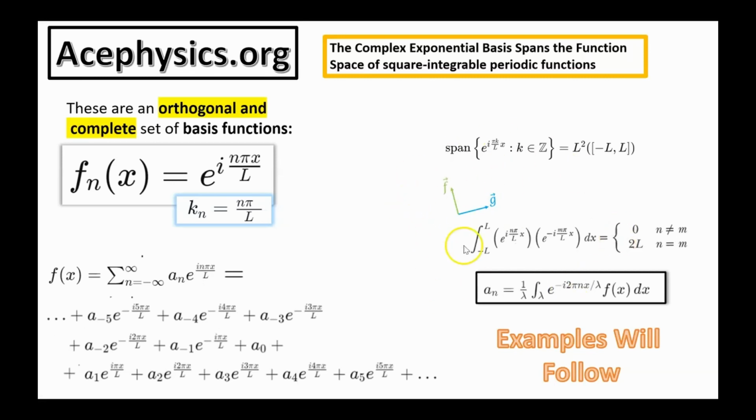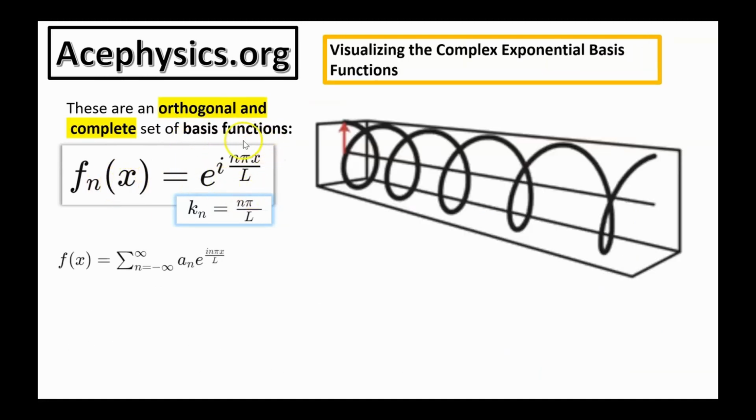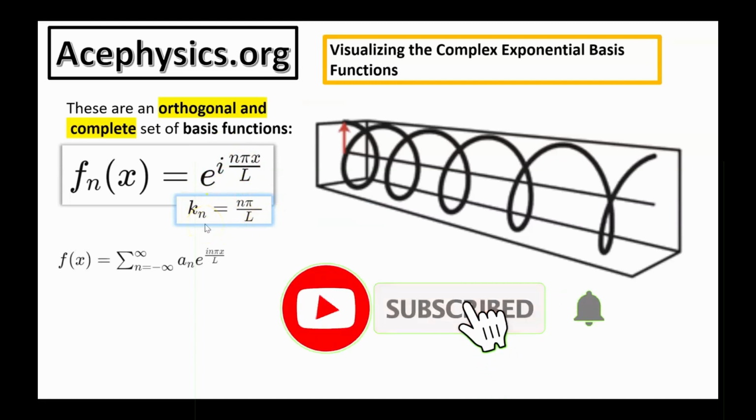Here's the orthogonality condition. If I take the integral from negative L to plus L of one basis function with another basis function, with a negative, you have to put a negative here, complex conjugate, you get 0 if the two basis functions are different, and you get a constant 2L if they're the same function. This is the complex exponential, e to the i n pi x over L. Equivalently, we can write it as e to the i k x over L.